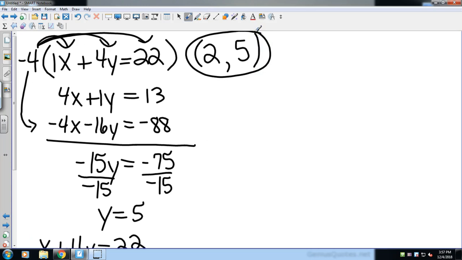So that is Chapter 5, Section 3, System Elimination.